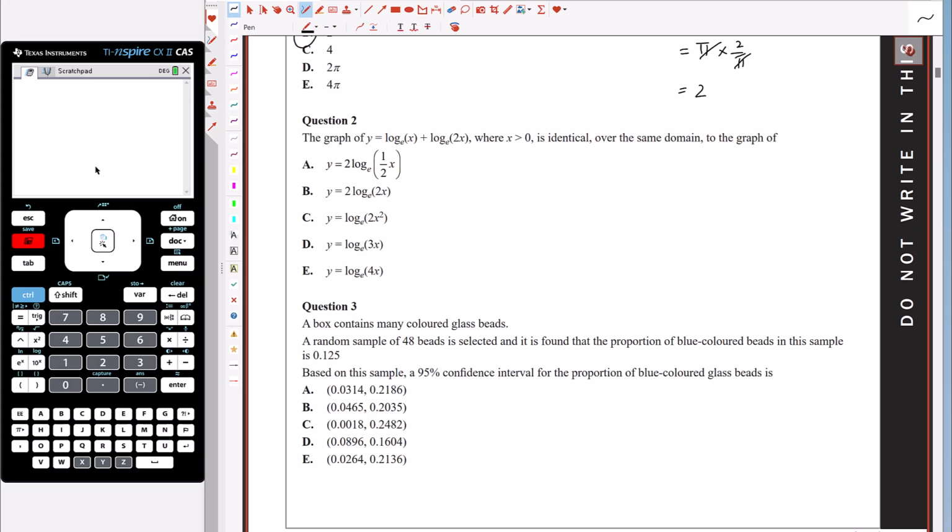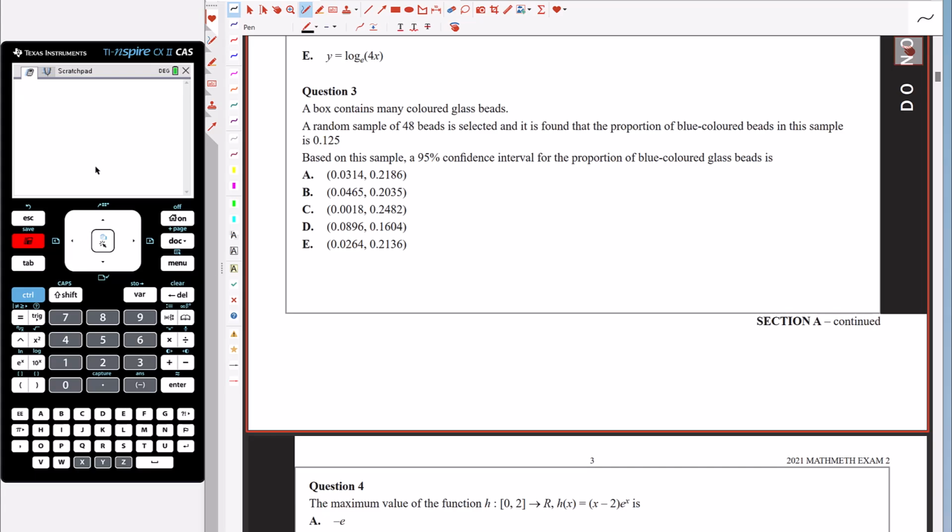The graph of y equals log e of x plus log e of 2x, where x is bigger than 0, is identical over the same domain to the graph of... Okay, so this is just a log laws question. These are all a single log, whereas this is 2 logs being added together. So let's combine these together. We know when we're adding 2 logs, we can combine them by multiplying the things inside the logs. And so therefore this is the same as log e of 2x squared, which is option C.